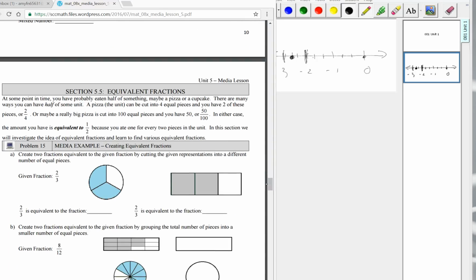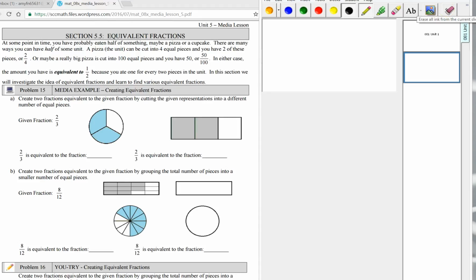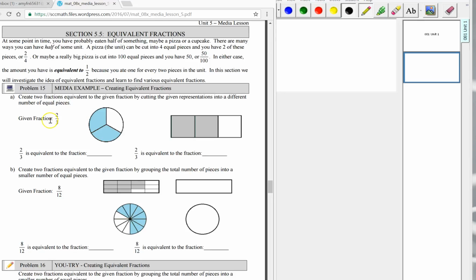Okay, so next we have equivalent fractions. So let's look at some ways we can talk about these. We start by giving them a fraction. Again, we try to use many different representations. Here's a circle, here's a rectangle. Here, one circle is a unit. We didn't actually say it in this case. Here, one rectangle is a unit. We're told that these are 2/3. And we're asking them to write equivalent fractions.